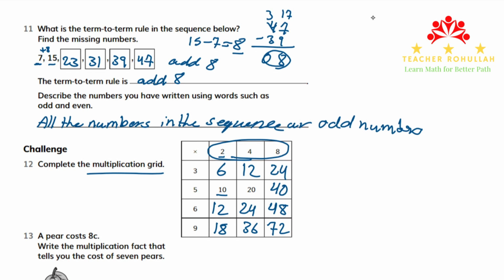The same pattern is continued in the multiples as well. 2 times 6 is 12. Now, 4 is double 2, and 24 is double 12. 48 is double 24. So the pattern is continued even in the multiples as well. Well, let's scroll down to move to question 13.